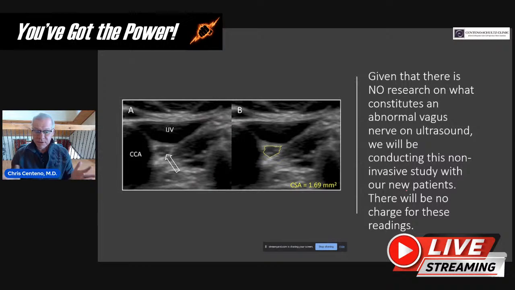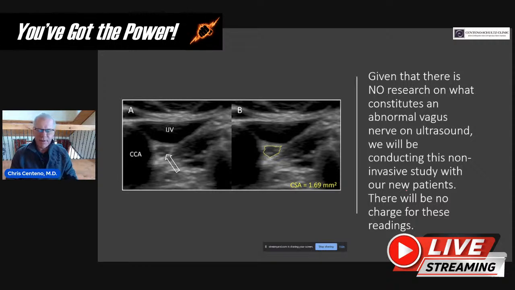And in fact, given that there's no research on this, and I don't like producing reports out of thin air without any real information to say that what it is I'm measuring is normal or abnormal, we're going to do this study. We're not going to charge for it. We're not going to go ahead and produce some sort of crazy report that's relatively meaningless. We're going to take a look at what the size of the vagus nerve looks like in patients who have vagus symptoms versus patients who don't have vagus symptoms.